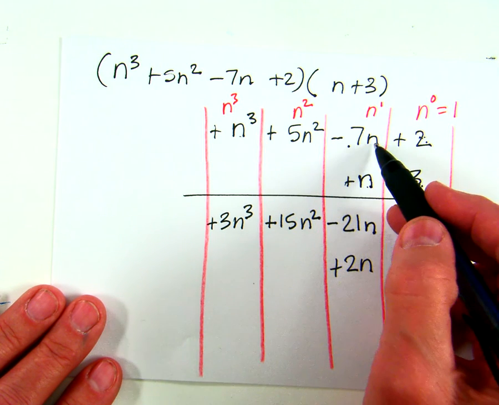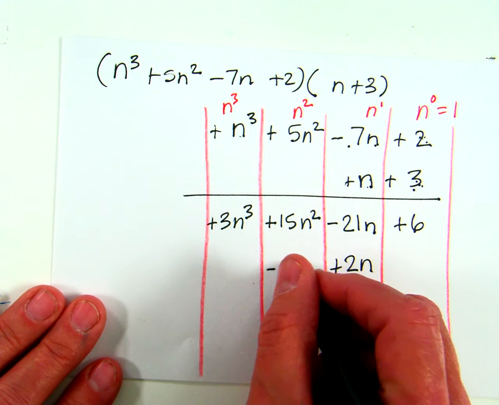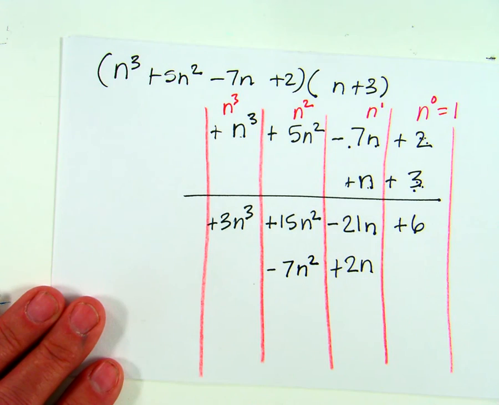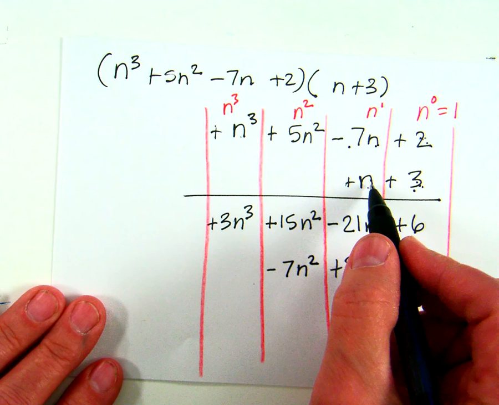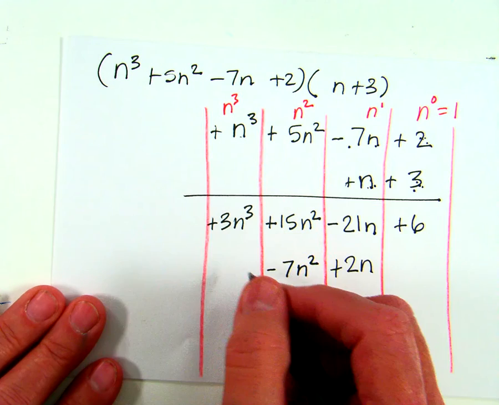n times negative 7n is going to be negative 7n squared. It goes in the n squared column. Then positive n times positive 5n squared is positive 5n cubed. Positive n times positive n cubed is positive n to the 4th. And notice now that we have to have an n to the 4th column. Okay. So, now I'm all done.